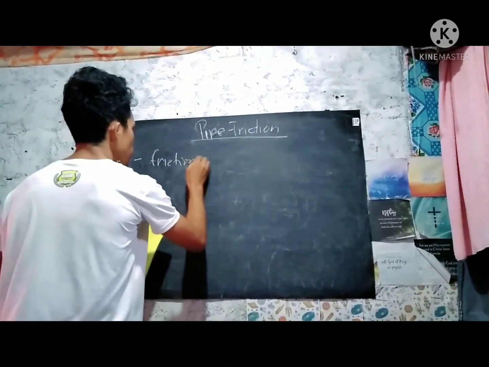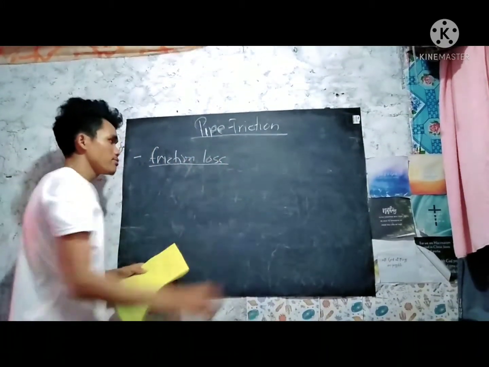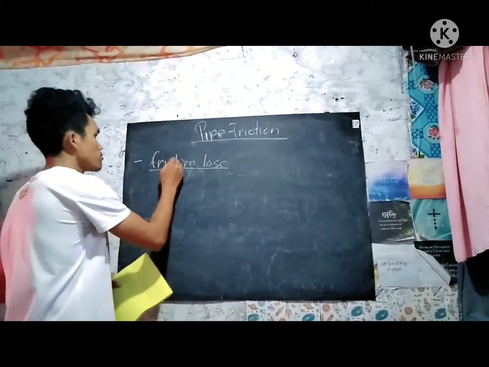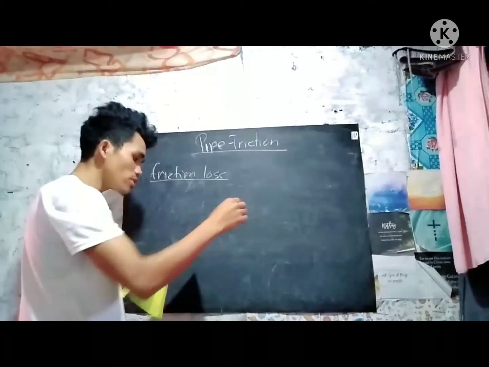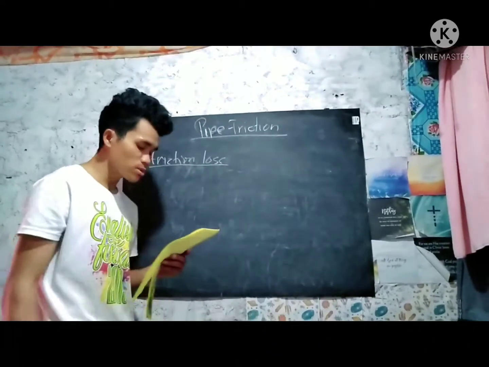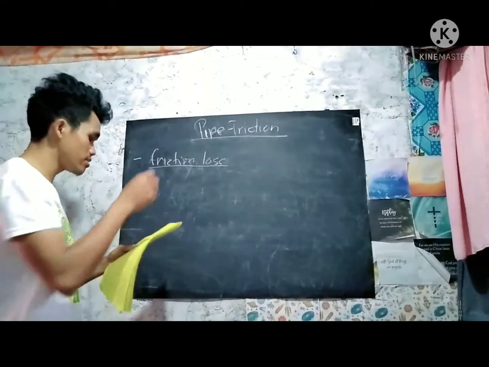Friction loss. Pipe friction is the friction loss or head that occurs in the pipe or duct flow due to the effect of fluid viscosity near the surface of the pipe or duct.